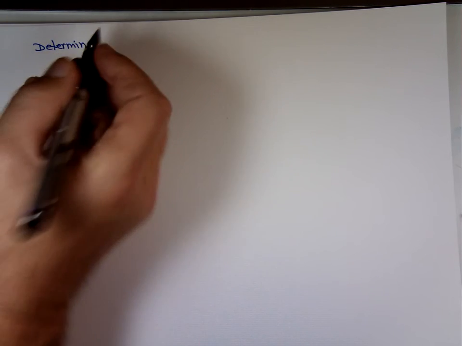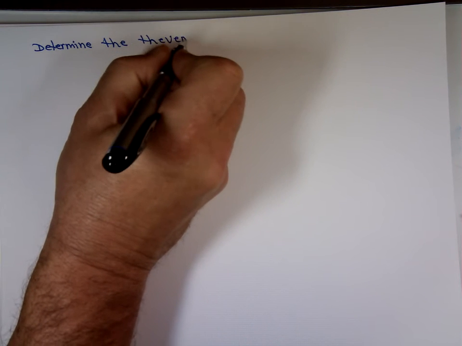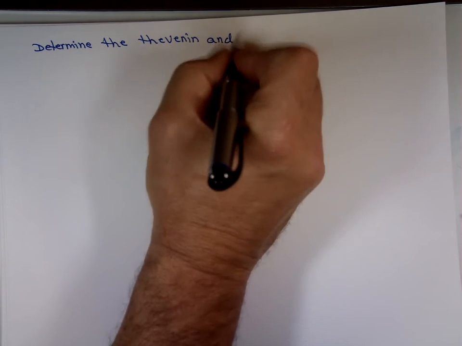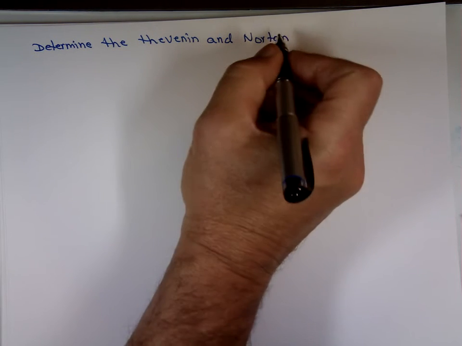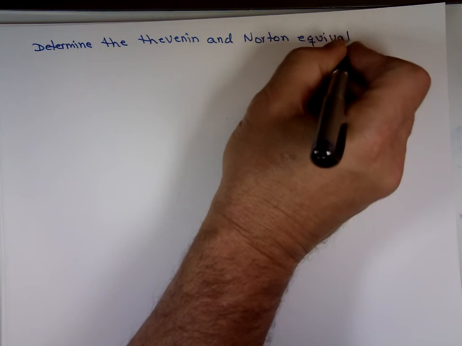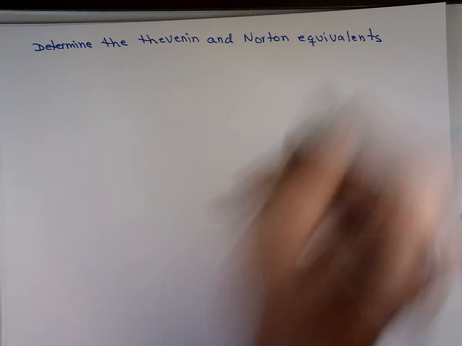Determine the Thevenin and Norton equivalent. That's the question. Determine the Thevenin and Norton equivalent of the circuit below. I'm not sure why I wrote lowercase t here. Should be uppercase.